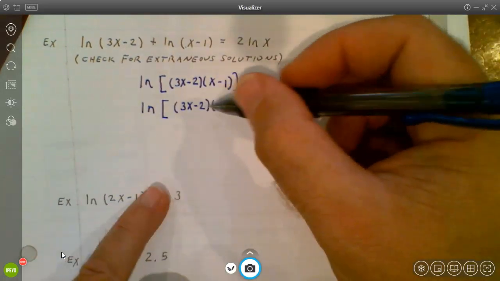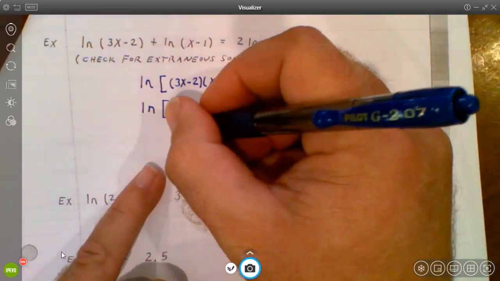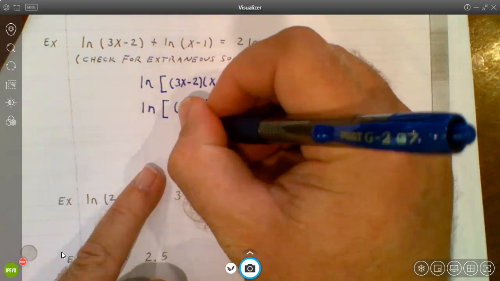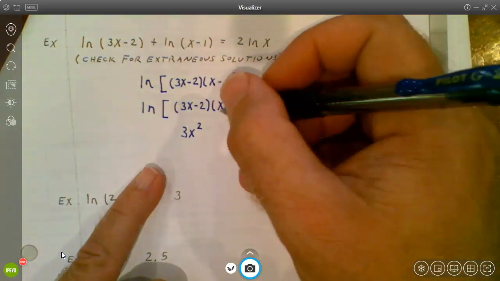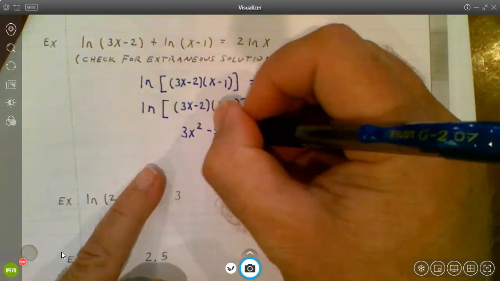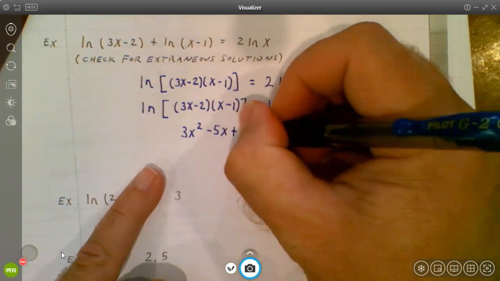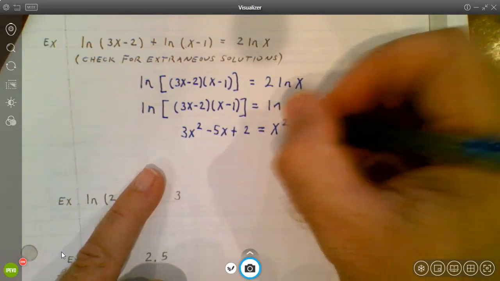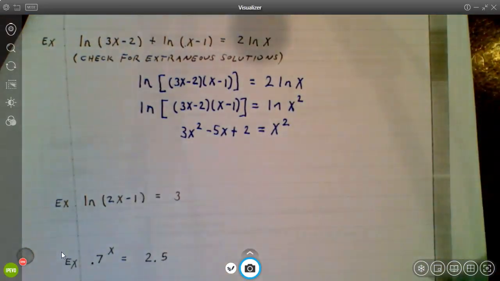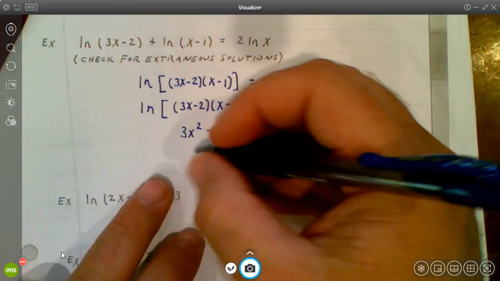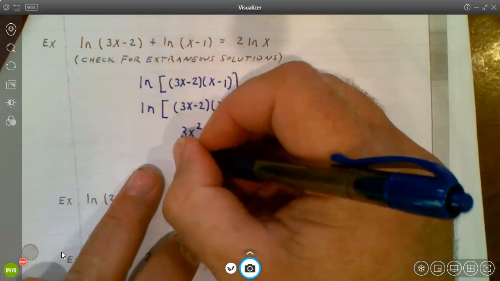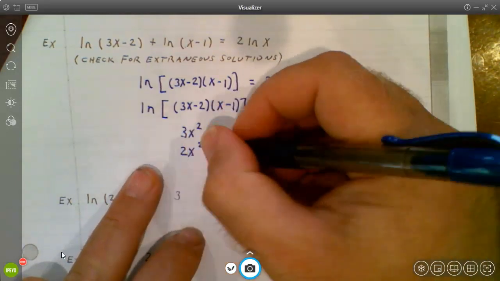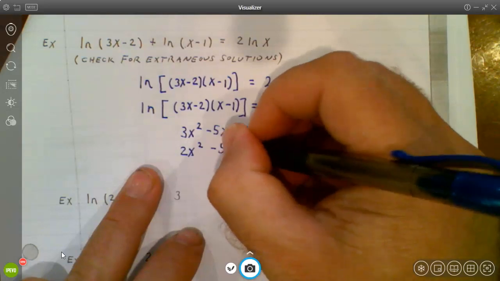I'm going to distribute what I got going on right there. So what's that? Minus 3x minus 2x, so minus 5x in the middle, plus 2. Dropping that natural log, I get the x squared. So now we're back to just solving a basic quadratic. Let's subtract x squared from both sides. And then you can pick any quadratic method to solve from here.